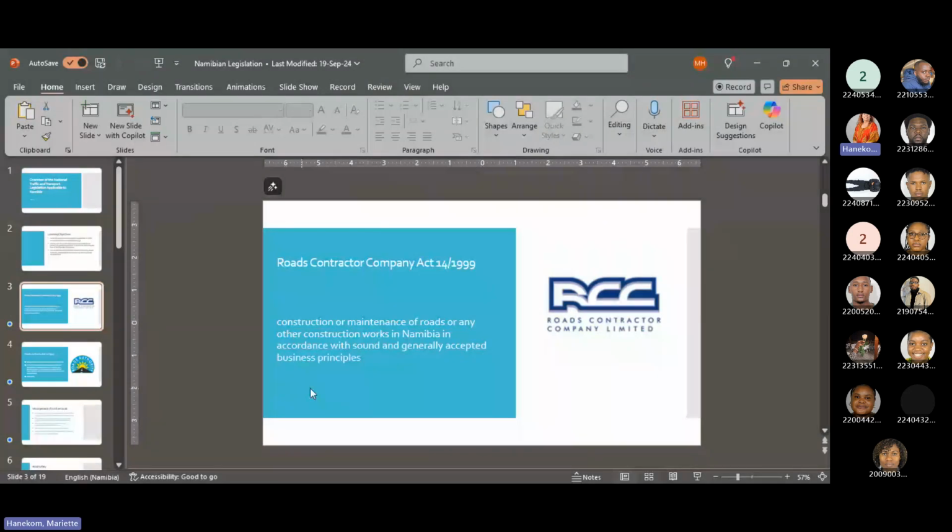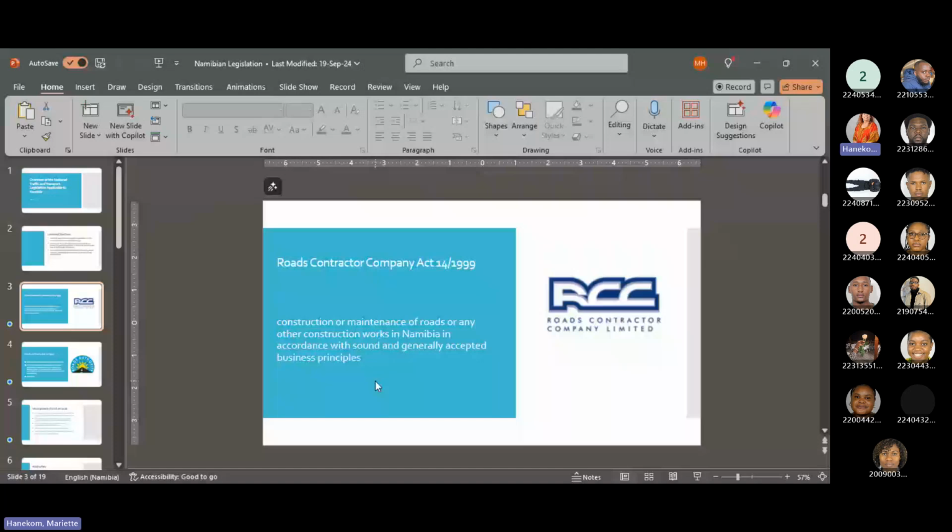Roads Contractor Company. The Roads Contractor Company is a company that builds roads, exactly what the name says. Roads Contractor Company is responsible for the construction and maintenance of roads. Not only roads, they also do other construction work. So the Roads Contractor Company builds the roads.